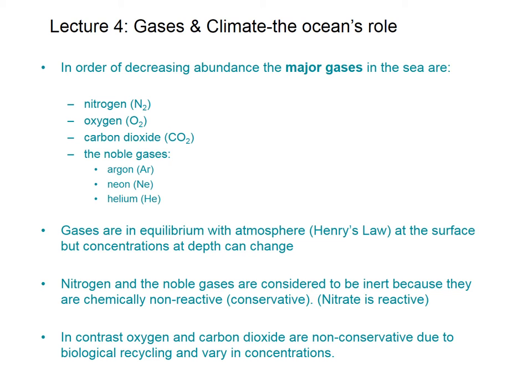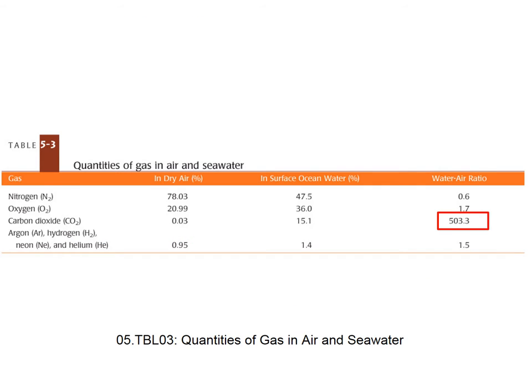Now, oxygen and carbon dioxide are definitely not conservative elements because they're constantly being used up by life. So their fluxes into and out of the ocean are quite high relative to their stocks, okay? And that's quite important. Okay, so this is a way of summarizing these data in a table.